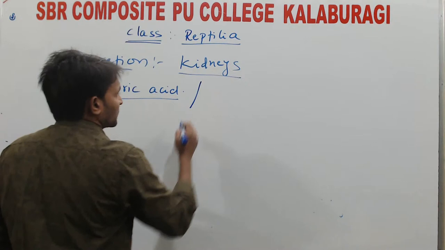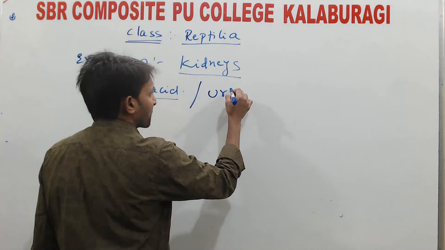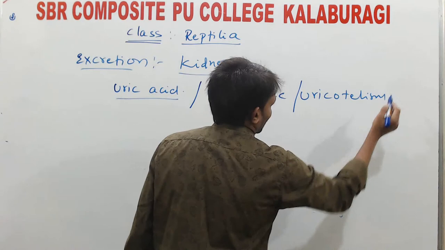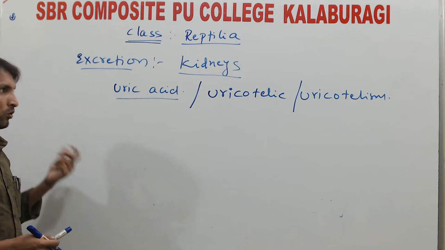So they excrete uric acid as a cheap nitrogenous waste material, and these are called uricotelic organisms, and the property is called uricotelism. Previously also, a number of times, we discussed these things: ammonotelic, ureotelic, uricotelic, all these things.